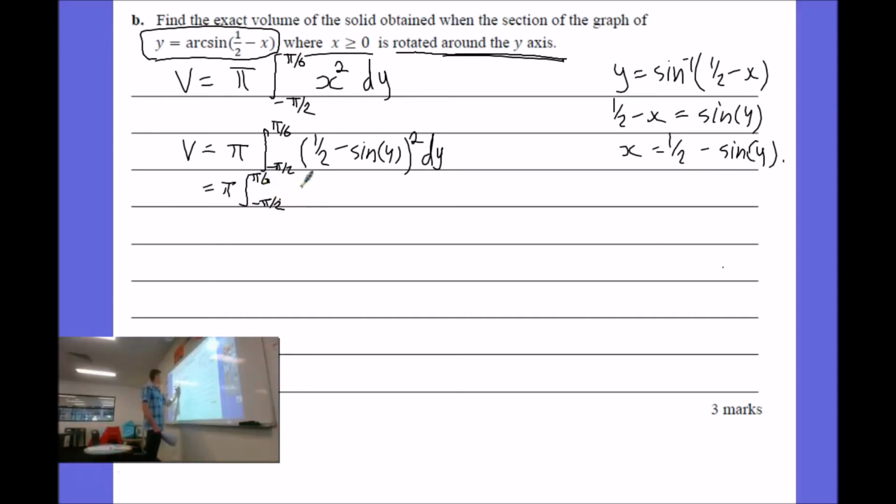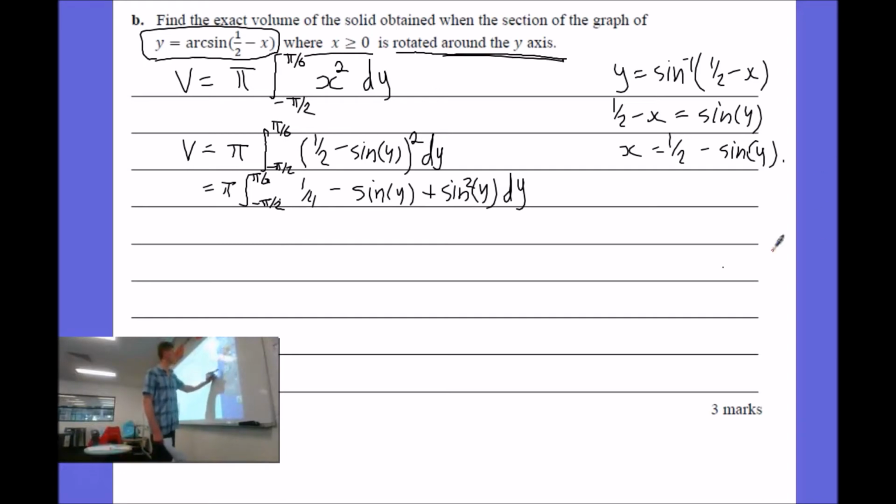So we get quarter minus 2 lots of half times sine of y. So there we go, sine of y plus sine of y all squared, dy. Now, that's integratable straight away. We can integrate sine of y, but we can't integrate the sine squared. But we can convert that into an expression in terms of single powers of sines and cosines using a double angle rule.